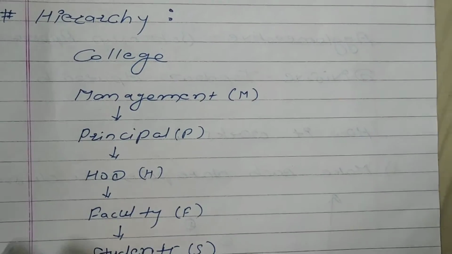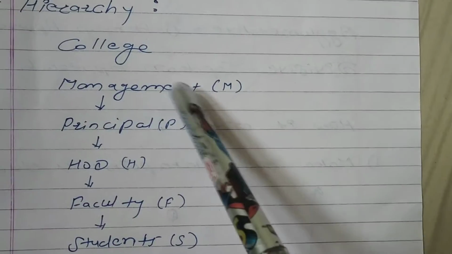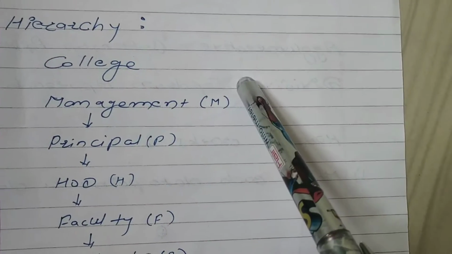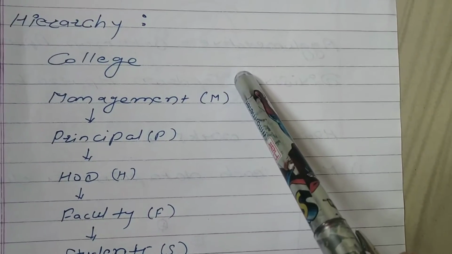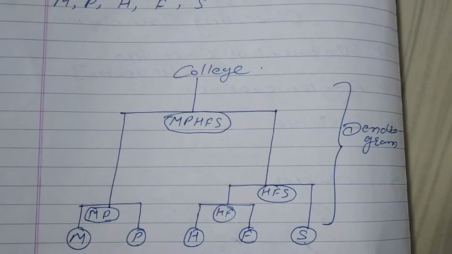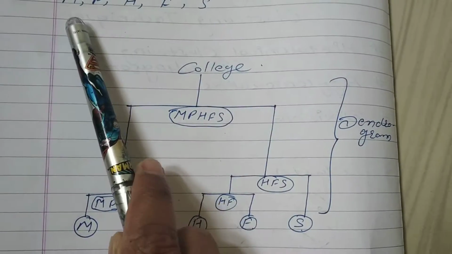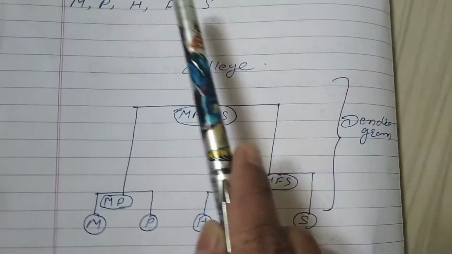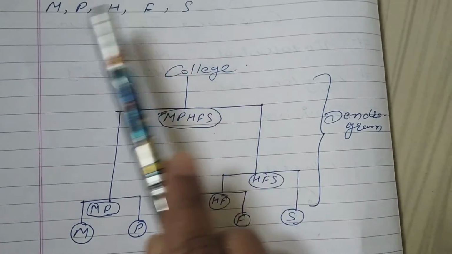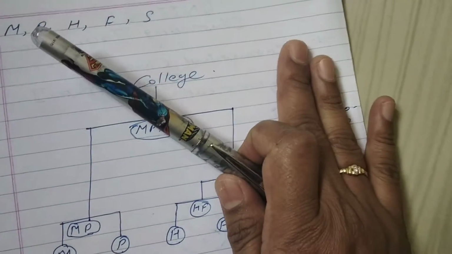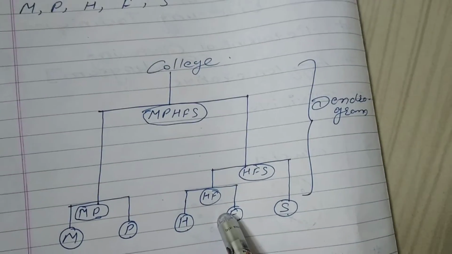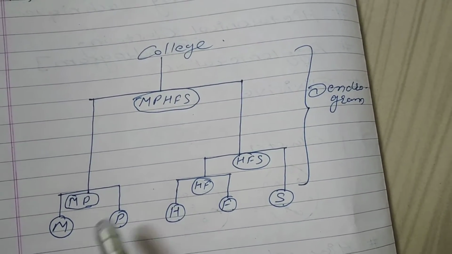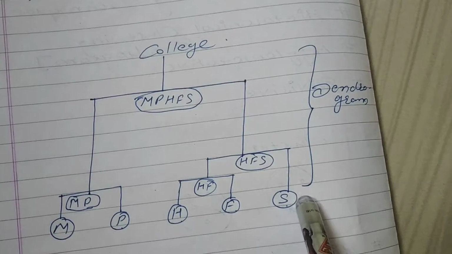Now what we have to do in the hierarchical clustering? We have to group this hierarchy into a single cluster. Right? How? That we'll see now. Here we have management, principal, HODs, faculties and students. These are our data points, right? Or we can say these are the clusters. Now, according to the hierarchical clustering, what we have to do? We have here plotted management team, principal, HOD, faculties and students.